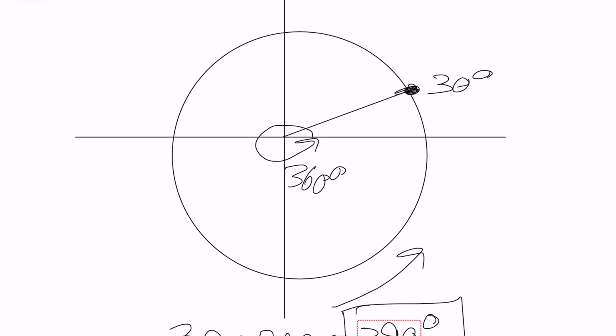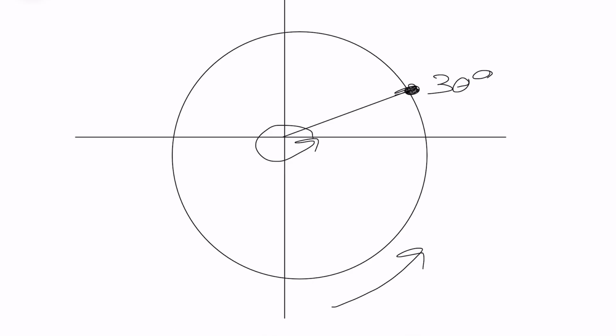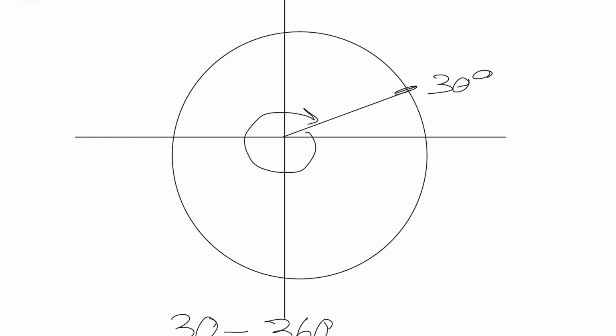But what if we rotate in the other direction? So rotating in the other direction, like this, to get back to the same point, now we're doing 30 degrees minus 360 degrees to get negative 330 degrees. This is also a coterminal angle.